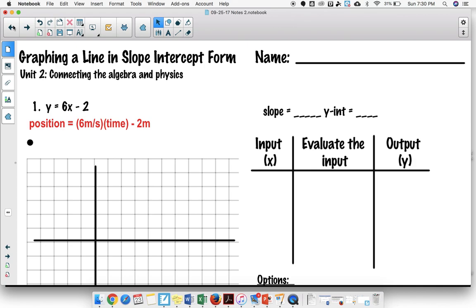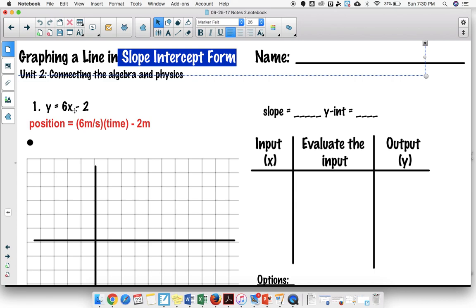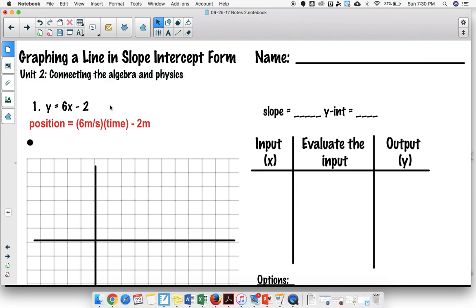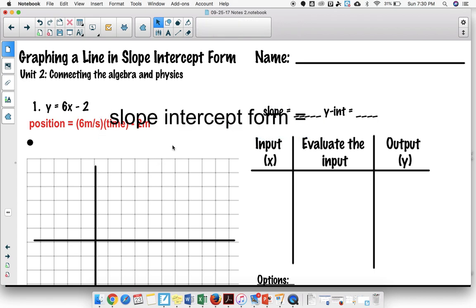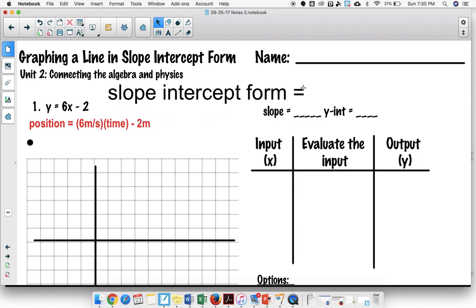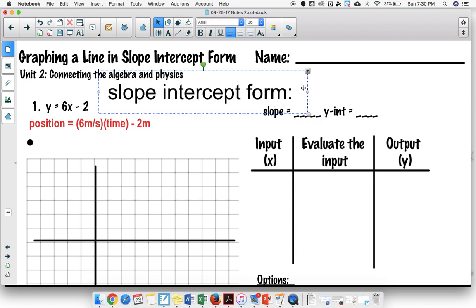So the first idea is that when we have a line that looks like number 1, in math they call this the slope-intercept form. This number 1 is an example of that. If you want to write this in the heading somewhere, slope-intercept form is an equation that is written as y equals m times x plus b.